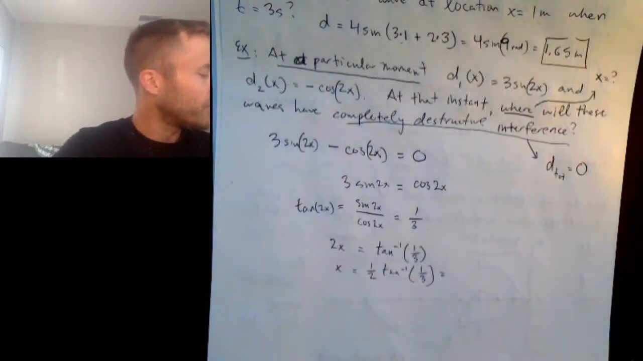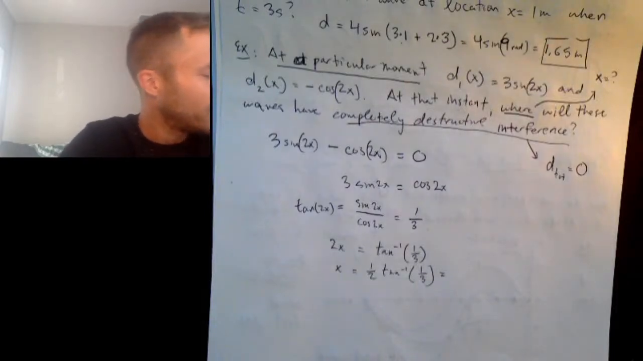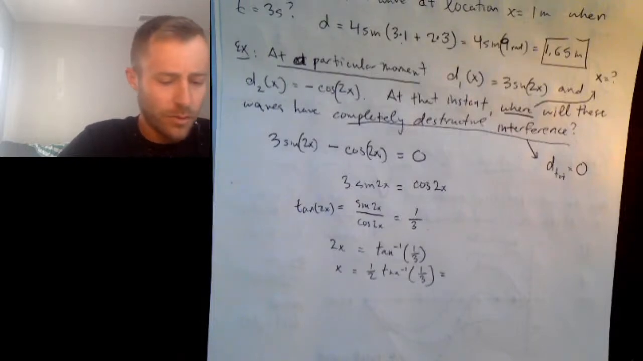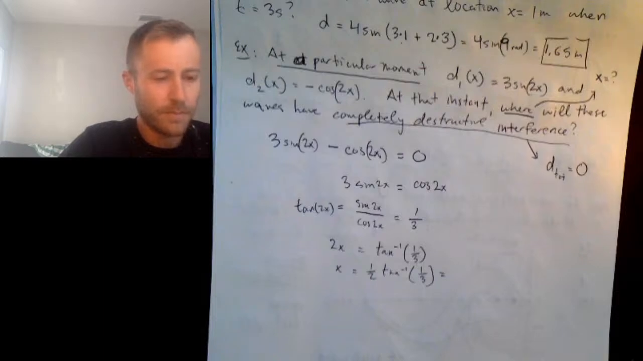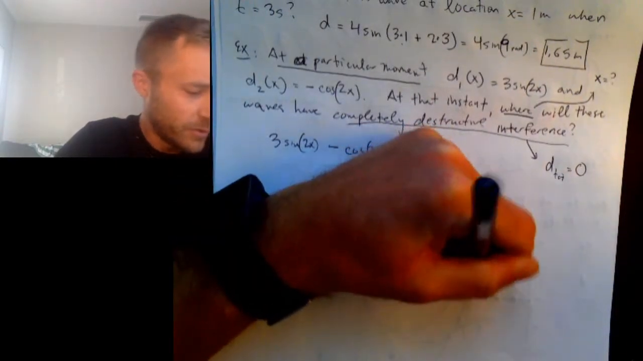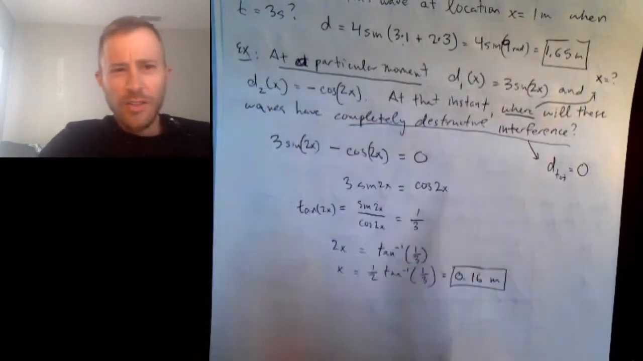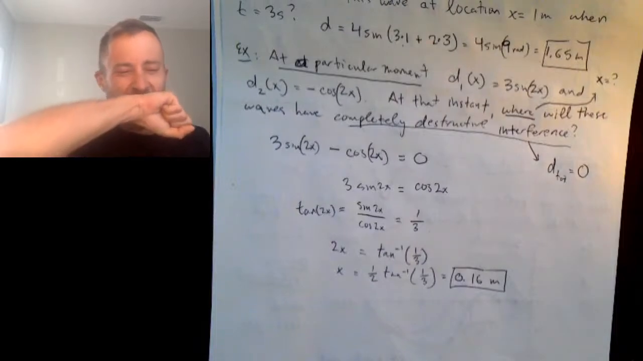And so I solve that. Let me solve it on my calculator here really fast. So we have inverse tangent of 1/3, and I get that they will completely destructively interfere at location x equals 0.16 meters.